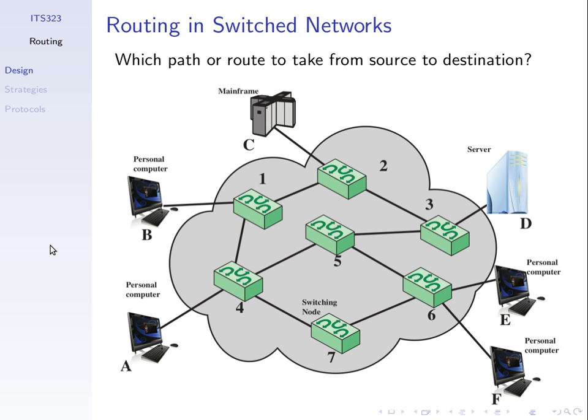Given a switched network, a set of switches, what's the best path through that network to get from one source to one destination? And we gave some informal introduction last week, giving some examples if we want to drive into Bangkok. So let's now look at how we route in computer networks.